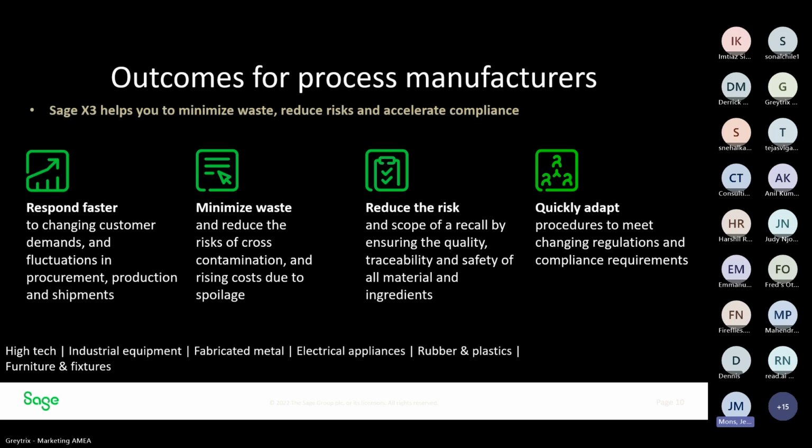Other areas that we do tend to work very highly in the process manufacturing space are high-tech organizations and fabricated metals. We do have quite a large number of organizations that utilize this production solution that we offer in these verticals listed on the bottom of this slide.